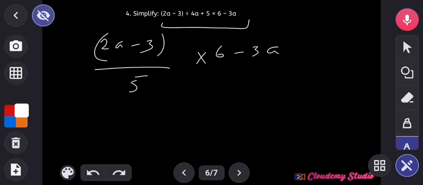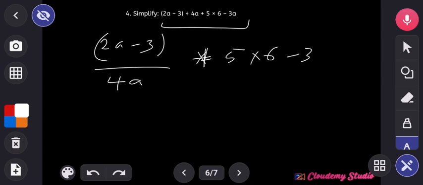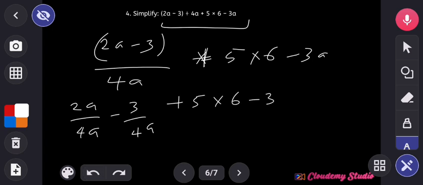Sorry, I've written the question wrongly. Everything divided by 4a rather. Everything divided by 4a, right? Plus 5. The plus looks like multiplication, that is why. Plus 5 multiplied by 6 minus 3, right? We have this. What are we going to do? We can write this as 2a divided by 4a minus 3 divided by 4a, then multiply by plus 5 multiply by 6 minus 3, right?